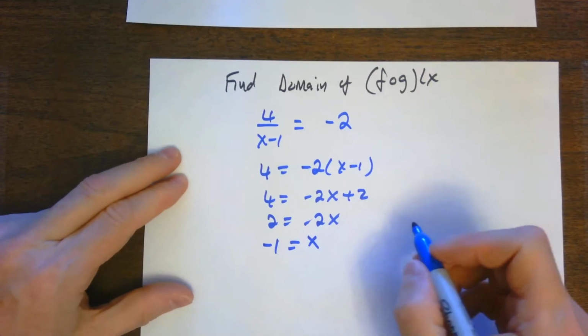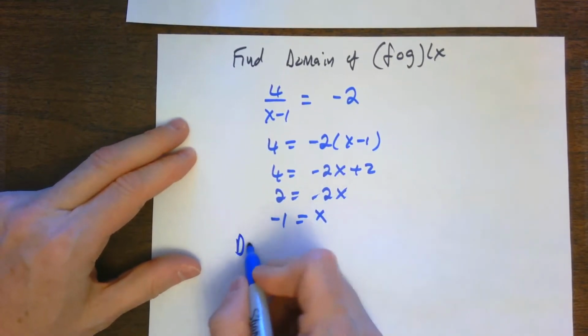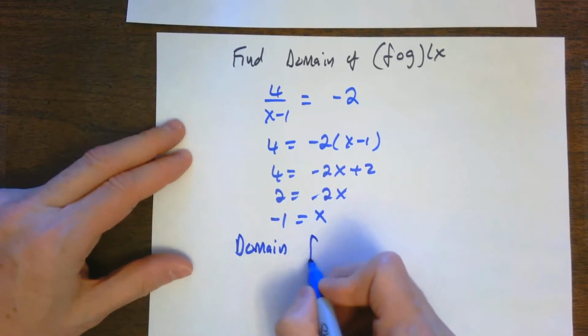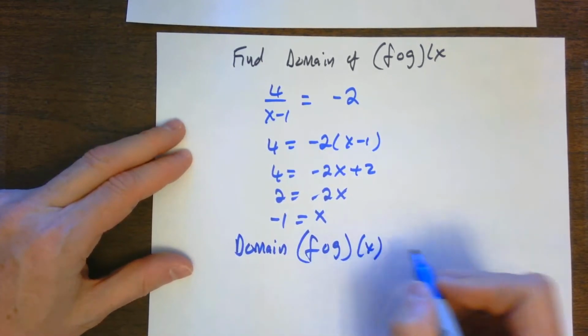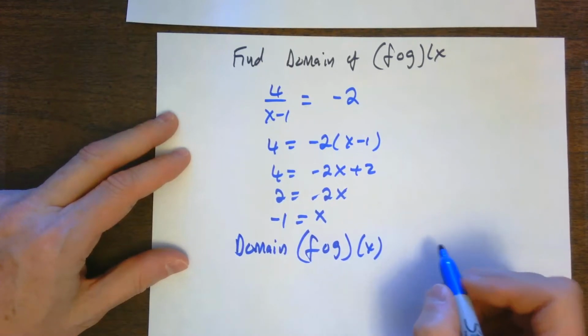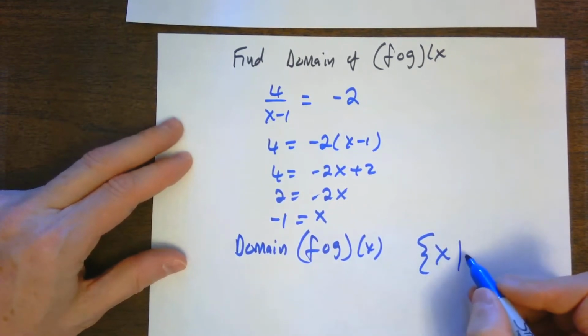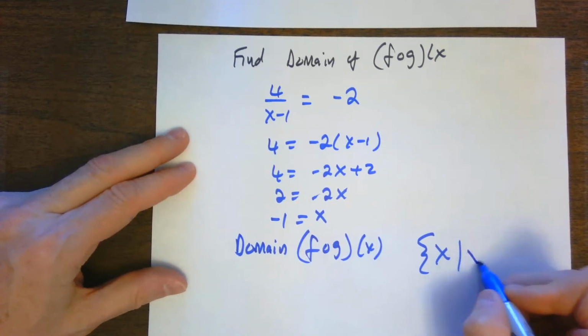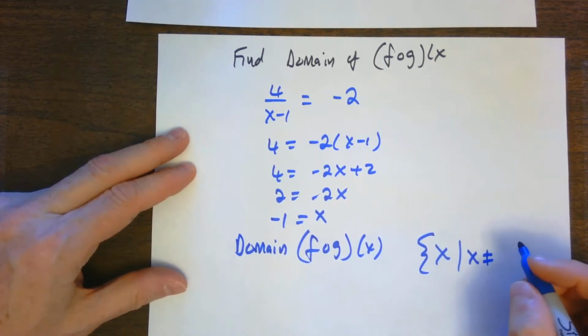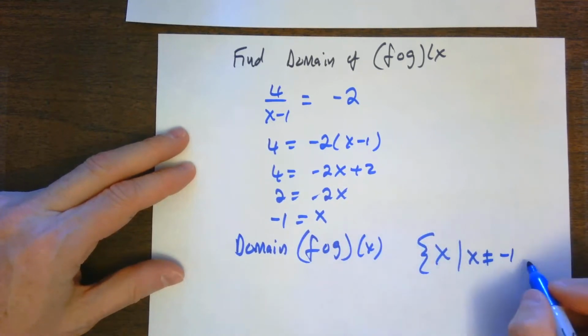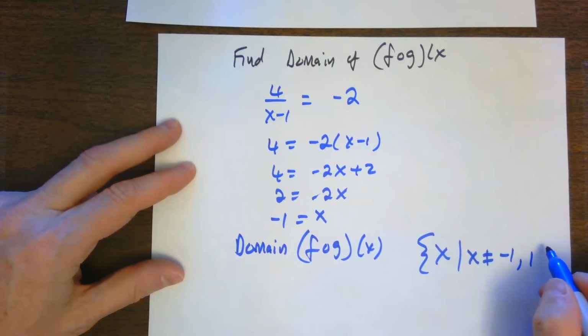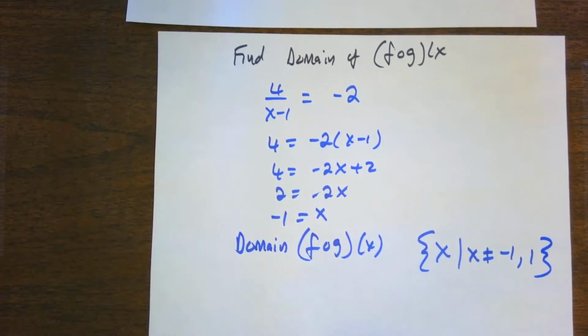So the domain of f of g of x is all the x's such that x cannot equal negative 1. And of course, it can't equal positive 1 either. The original function, g of x, couldn't equal 1. So the composition is not going to be defined when x is negative 1 or positive 1.